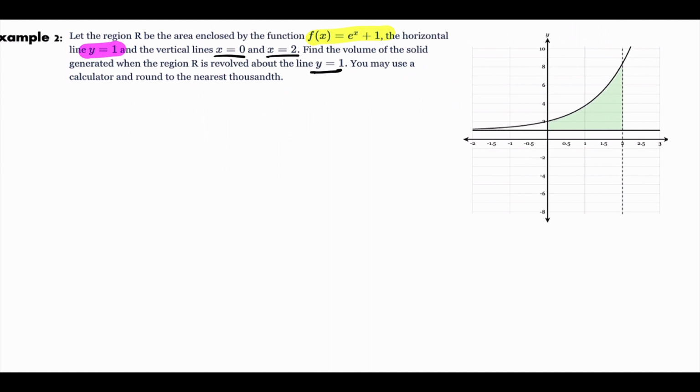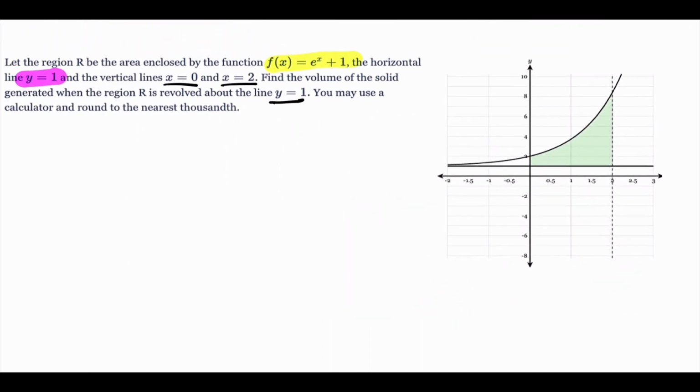Okay, so y equals 1. So we got to label some things first. First thing is f of x. F of x is an exponential. Exponentials look like this. So that's f of x. Okay. Y equals 1 is this horizontal line. Horizontal line that passes through 1. That's this guy right here. And then there's 2 vertical lines, just like the last one. X equals 0. X equals 5.